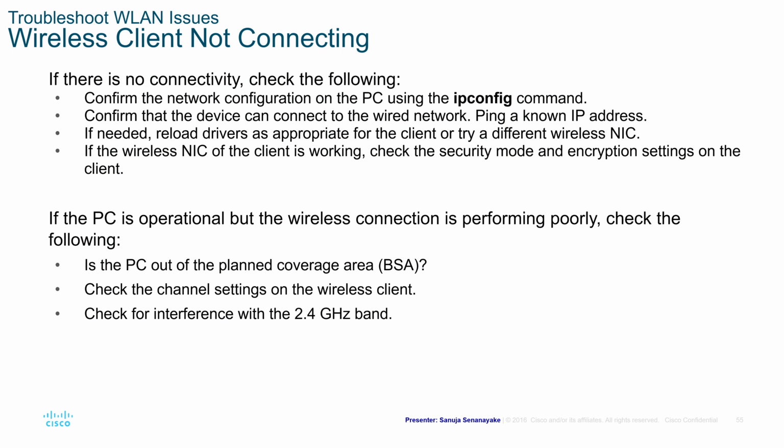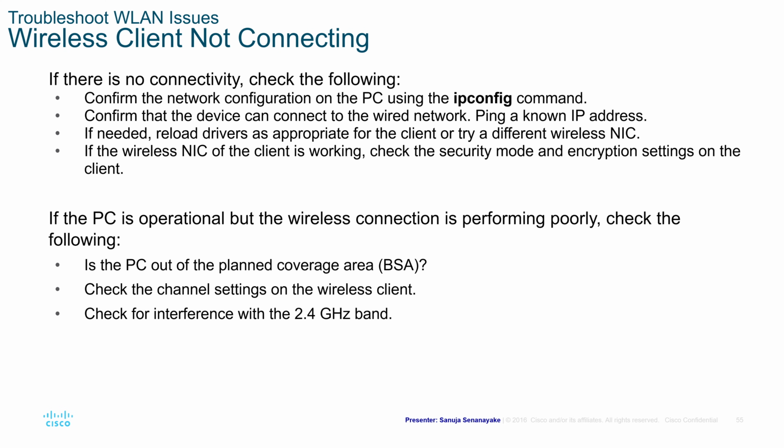So here are some examples of a few troubleshooting issues. In this one, the wireless client is not connecting. If there is no connectivity, check the following. Confirm the network configuration on the PC using the ipconfig command. Confirm the device can connect to the network. Ping a known IP address.